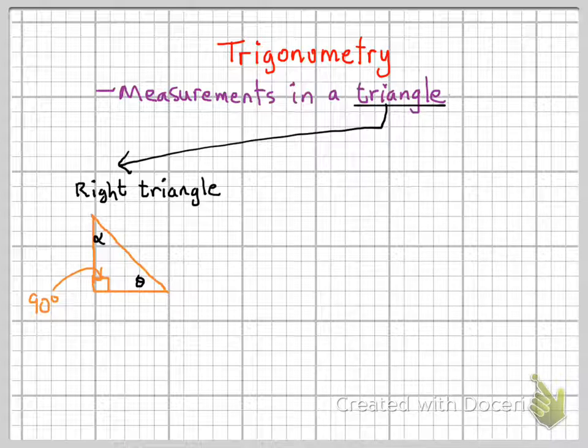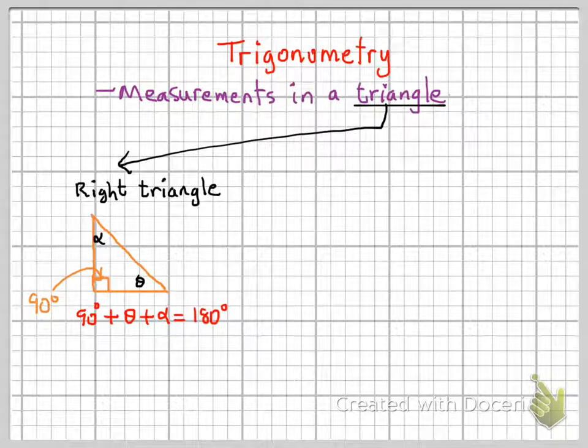You've heard of the triangle, the three-sided polygon, and there are different types of them. You have the right triangle. That is a triangle that has a 90 degree angle in one of the corners. That's one of the angles in the triangle. That is called the right triangle. And that angle is called the right angle, the 90 degree angle.